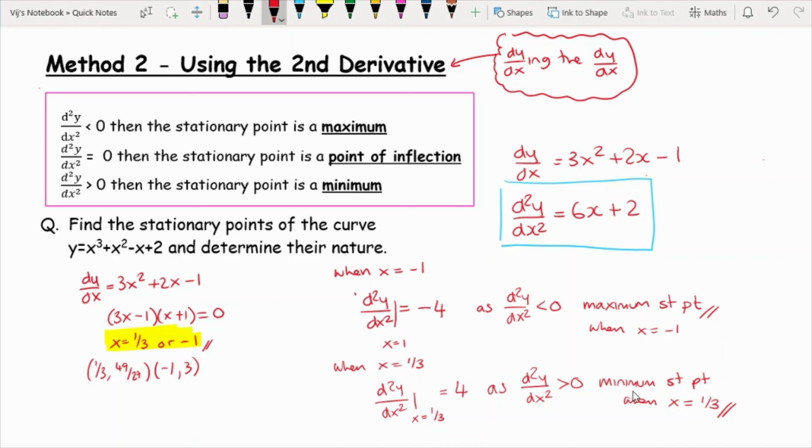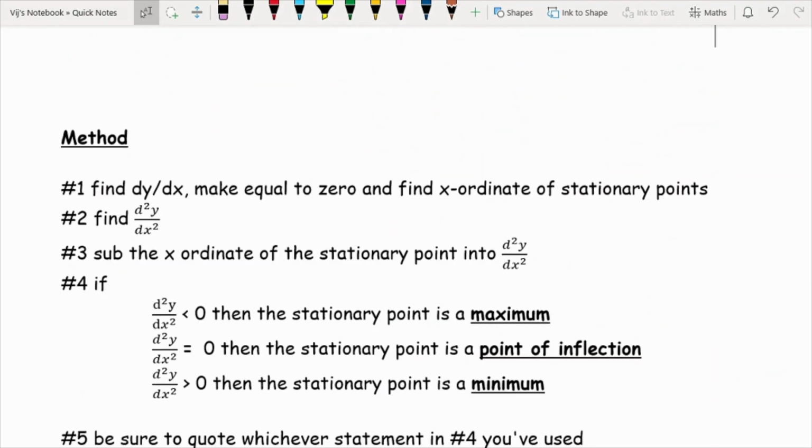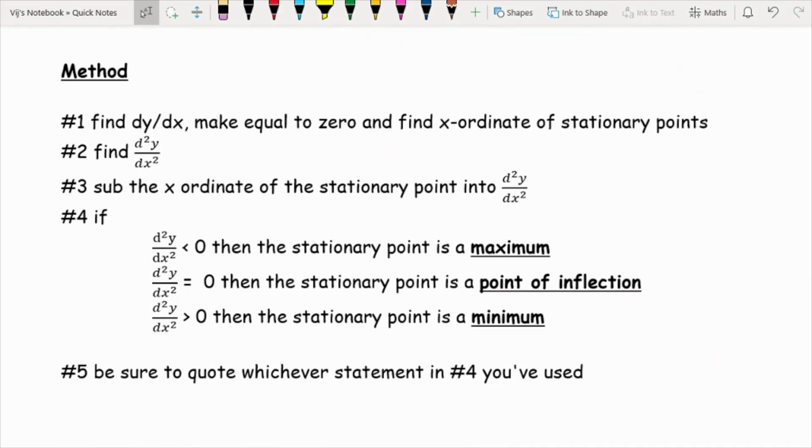So now working through the steps, it's worth making a note of what those steps are for this particular method, which are just here. So you might want to make a note of these, or let me just go over what we did. The first thing you want to do is find your dy/dx, make it equal to 0, and find the x ordinates of your stationary point. If a question asks you to find the coordinates, make sure you find the respective y ordinates by substituting those x values into the original equation.